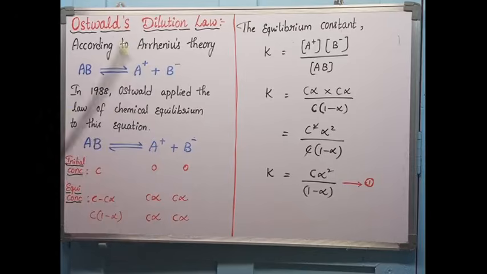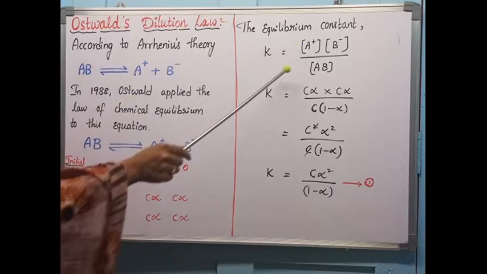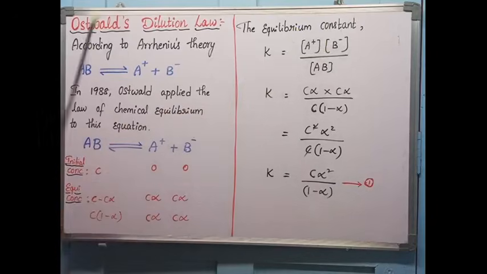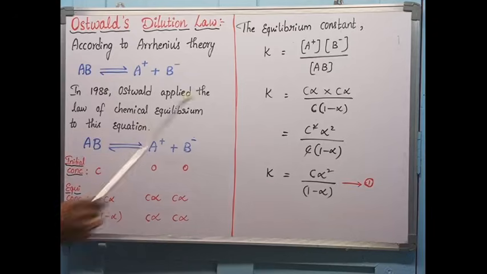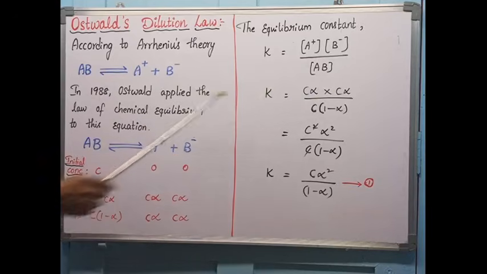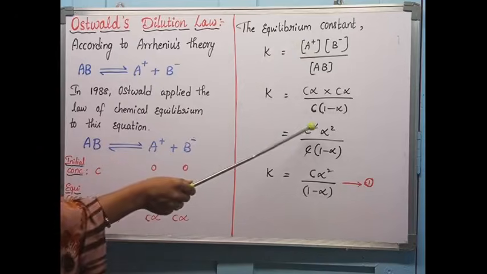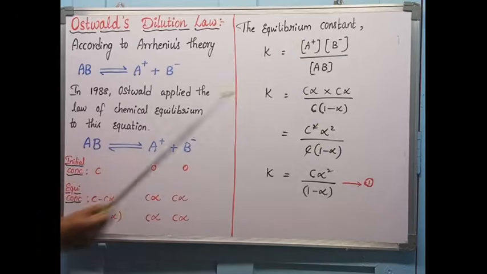Now applying the law of chemical equilibrium, K equals the products' concentration divided by the reactant concentration. You can see the A plus concentration times the B minus concentration by the AB concentration. If I substitute the concentrations at equilibrium, I get C alpha into C alpha over C into 1 minus alpha. C alpha into C alpha becomes C square alpha square, divided by C into 1 minus alpha. So C will be cancelled, and then I get K equals C alpha square by 1 minus alpha.